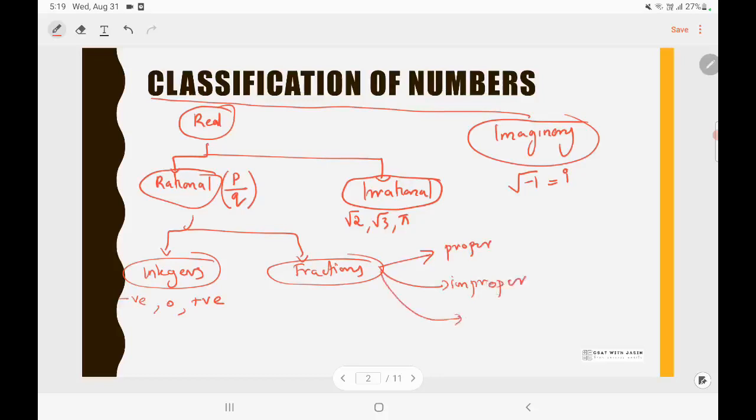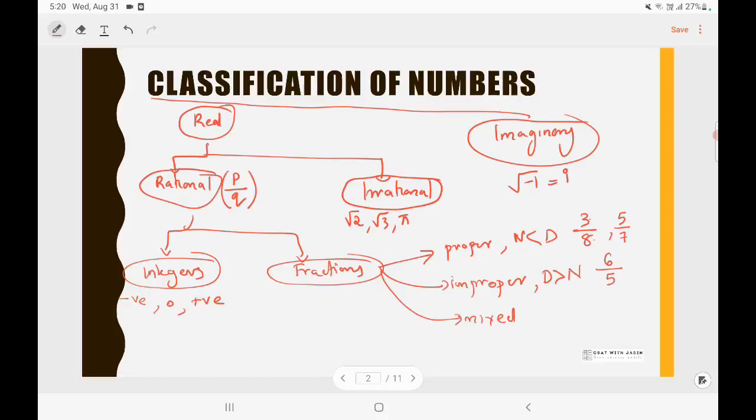Proper fractions are those fractions in which the numerator is less than the denominator. For example, if you take 3 by 8, here the numerator is 3 and the denominator is 8, so the numerator is less than the denominator. So this is a proper fraction. Another example is 5 by 7, where 5 is less than 7. This is also a proper fraction. An improper fraction is a fraction in which the numerator is greater than the denominator. For example, 6 by 5, here numerator 6 is greater than denominator 5. So this is an improper fraction.